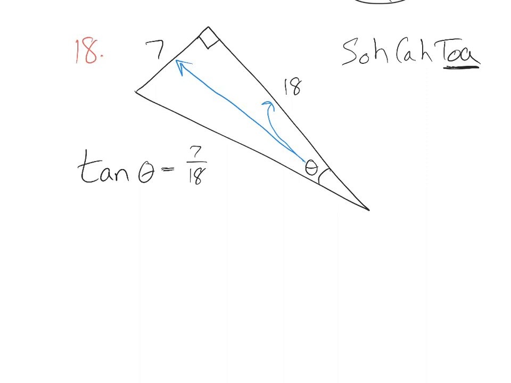All right? So how do we solve this? We need to get tangent to the other side so we know what theta is. To do that, we take the inverse of 7/18. So grab your calculator, make sure you're in degree mode, and tell me what the arctangent of 7/18 is. Round to the first decimal place, please.